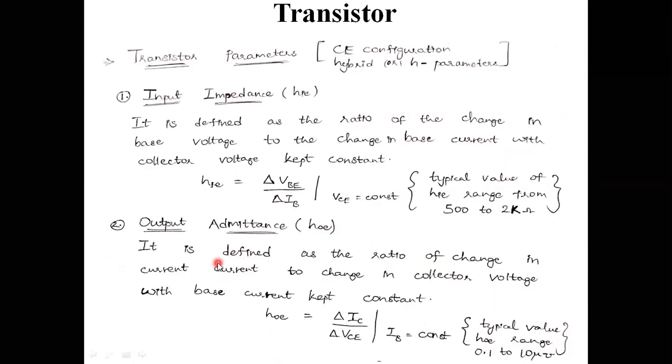The next one is transistor parameters with respect to the common emitter configuration. The first one is input impedance. It can be indicated with HIE. The suffix I means input, and E is with respect to the emitter configuration.